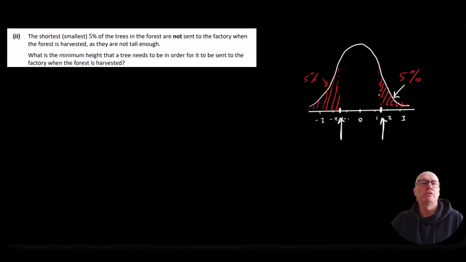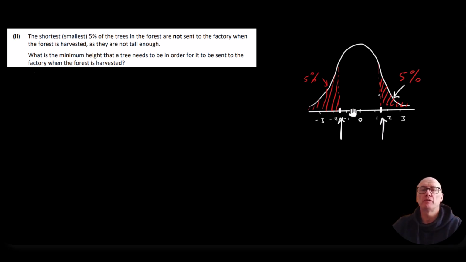Okay, so this is part 2. The shortest or smallest 5% of the trees in the forest are not sent to the factory when the forest is harvested, as they are not tall enough. What is the minimum height that a tree needs to be in order for it to be sent to the factory when the forest is harvested?